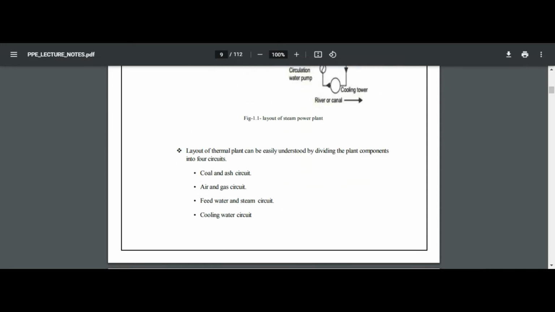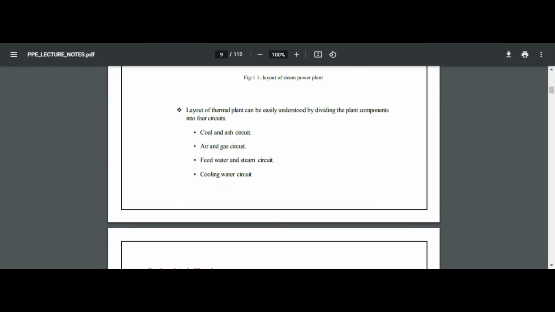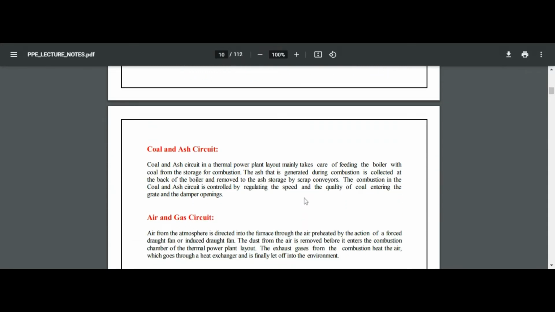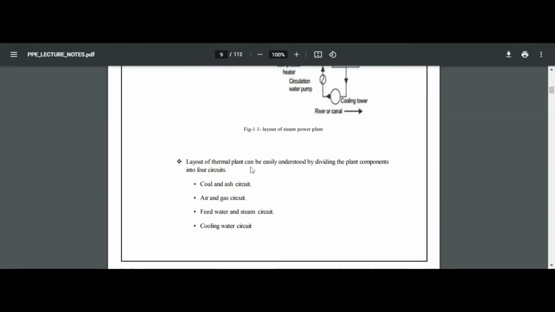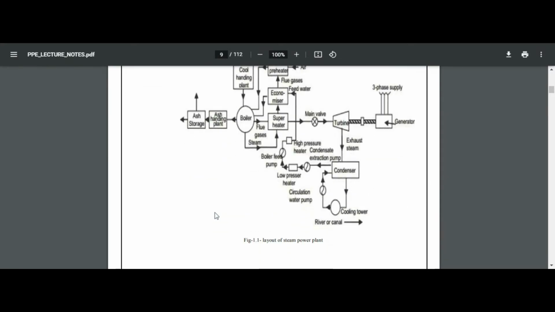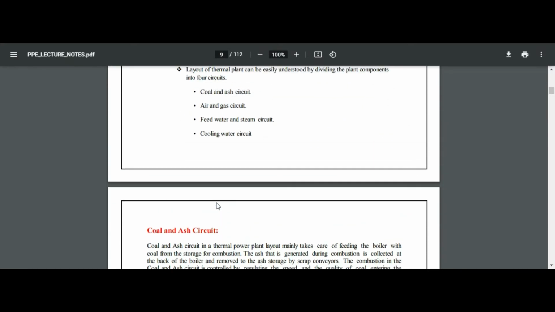Next, the main circuits of the thermal power plant are coal and ash handling circuit, air and gas circuit, feed water and steam circuit, cooling water circuit. Coal and ash handling circuit. Coal and ash handling circuit means the area where coal and ash are handled. That is coal storage, coal handling plant, and boiler. Ash handling plant and ash storage comes under coal and ash handling circuit.